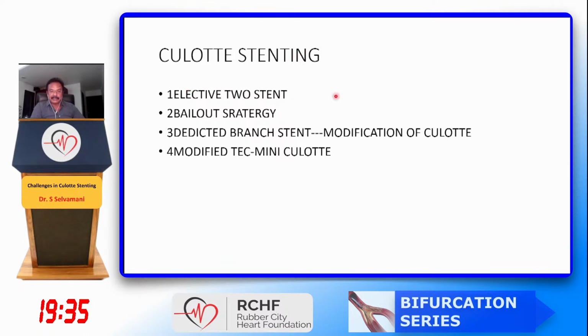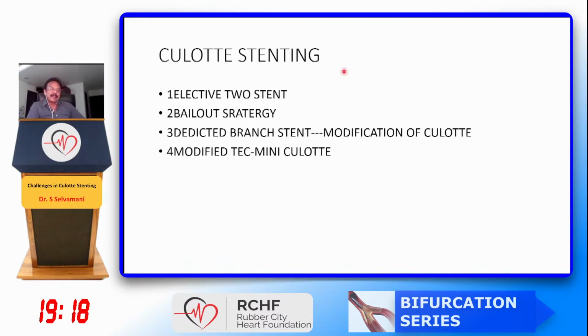So generally, culotte has 165 slides. Actually, this has all complex single stent, and so I'll just stick to something like culotte. It is going to take probably 12 to 13 minutes of talk.